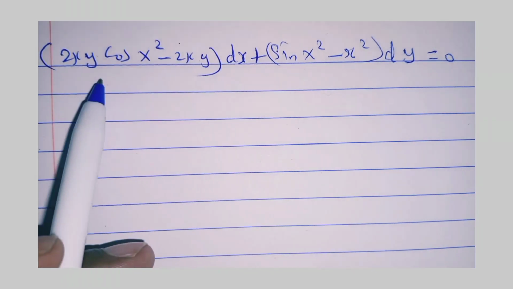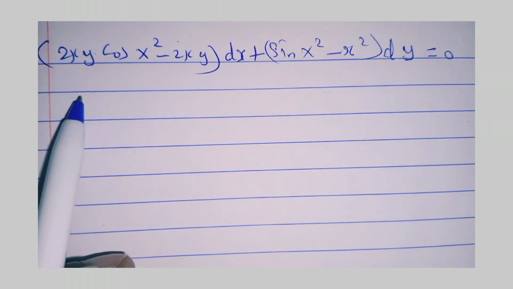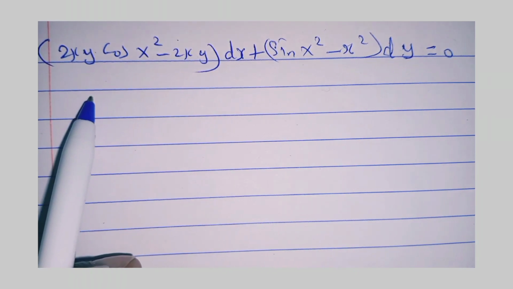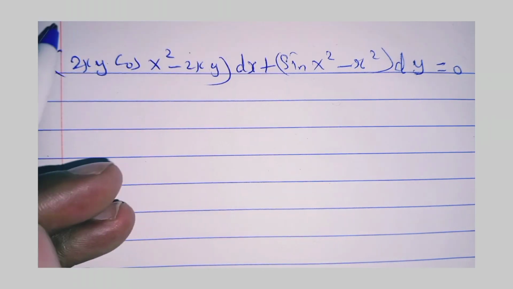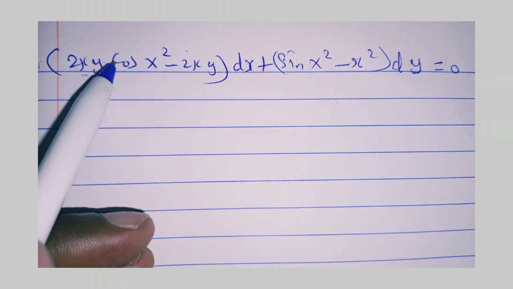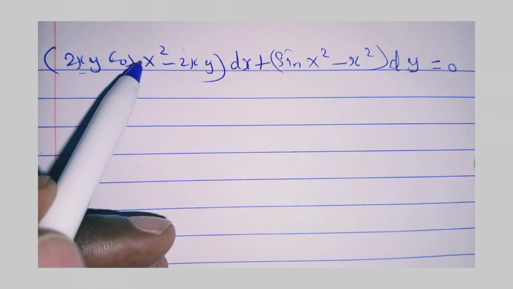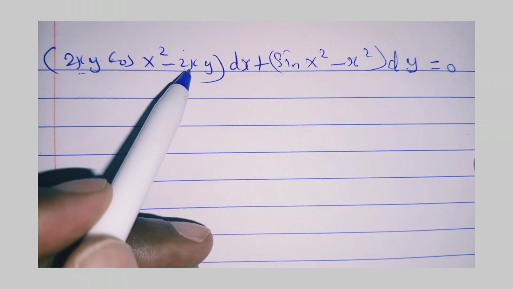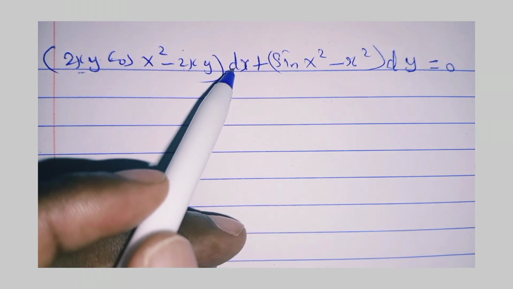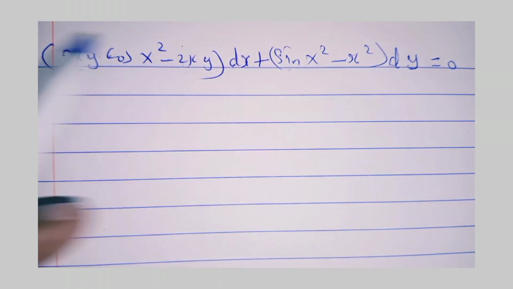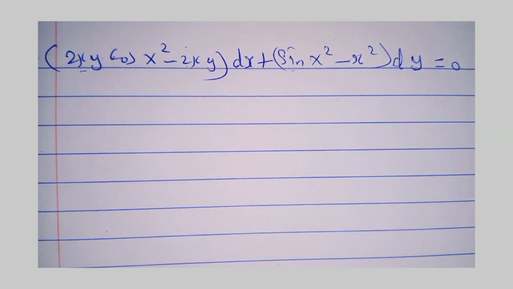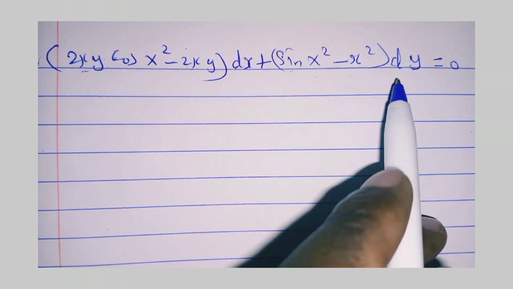Here you are supposed to solve the following equation. You are given this equation: (2xy cos(x² − 2xy)) dx plus (sin(x²) − x²) dy.